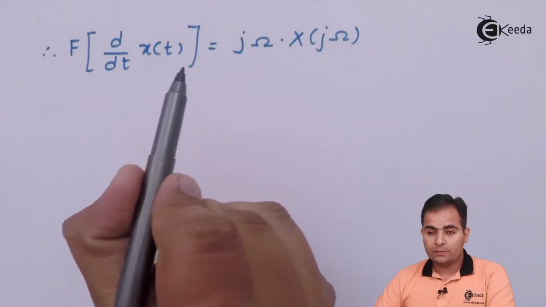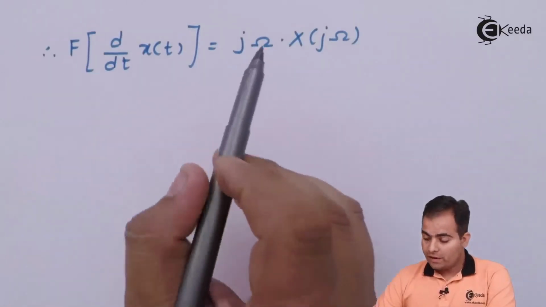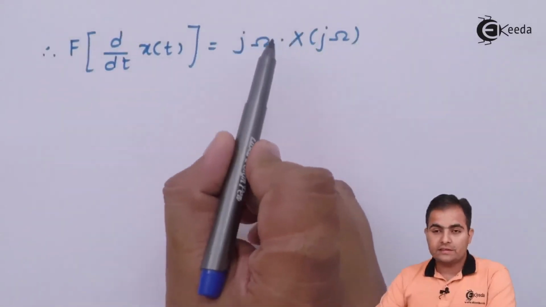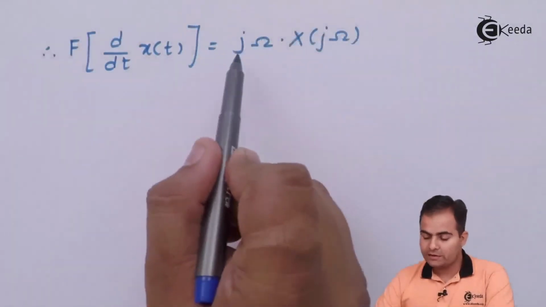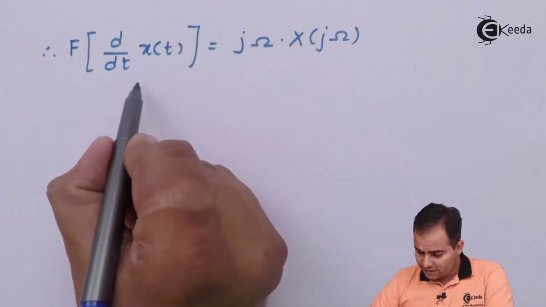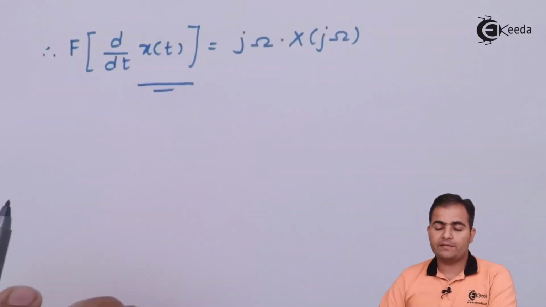My whole exponential term will be replaced by 0, and the next term, the integration, is considered as the definition of Fourier transform. So I have replaced it by X of j omega, and j omega is a constant term, and this is nothing but the proof of the time differentiation property.